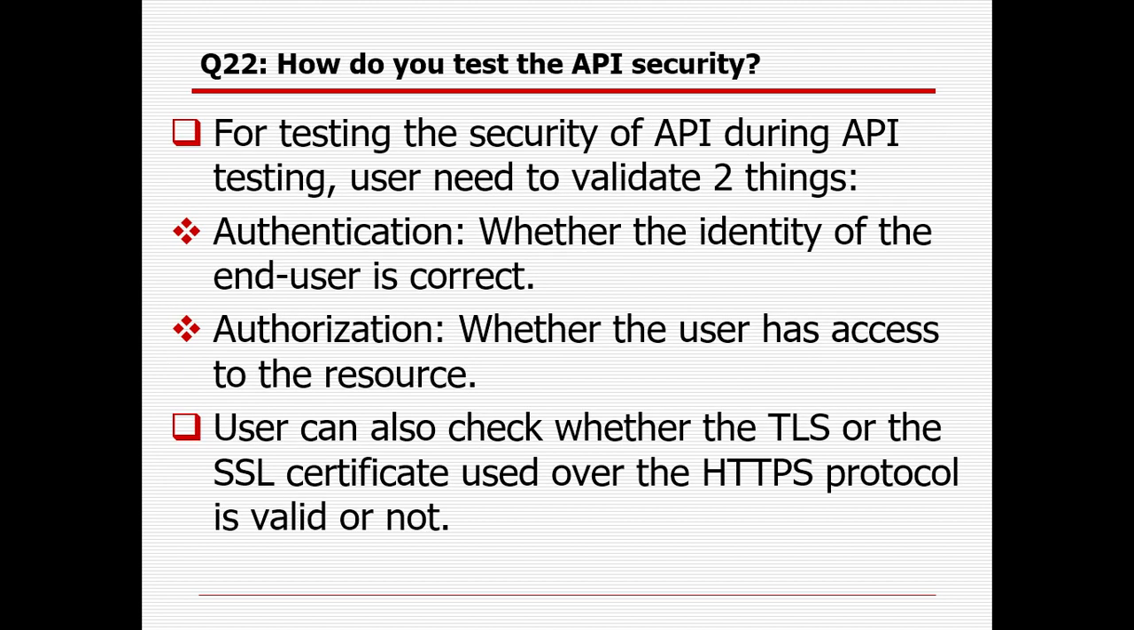How can a user test the API security? For testing the security of an API during API testing, the user needs to validate two things: authentication and authorization. Authentication validates whether the identity of the end user is correct or not. Similarly, through authorization, you can validate whether the user has access to the resources or not. The user can also check whether the TLS or SSL certificate used over the HTTP protocol is valid or not.